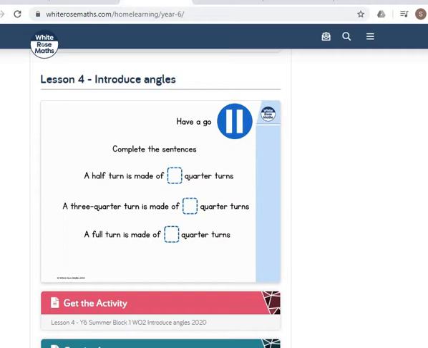First one. A half turn is made of 2 quarter turns. 2 quarters is equivalent to a half. A 3/4 turn is made of, well, it's in the name, 3 quarter turns. And a full turn is made of 4 quarter turns. 4 quarters is equal to a whole.